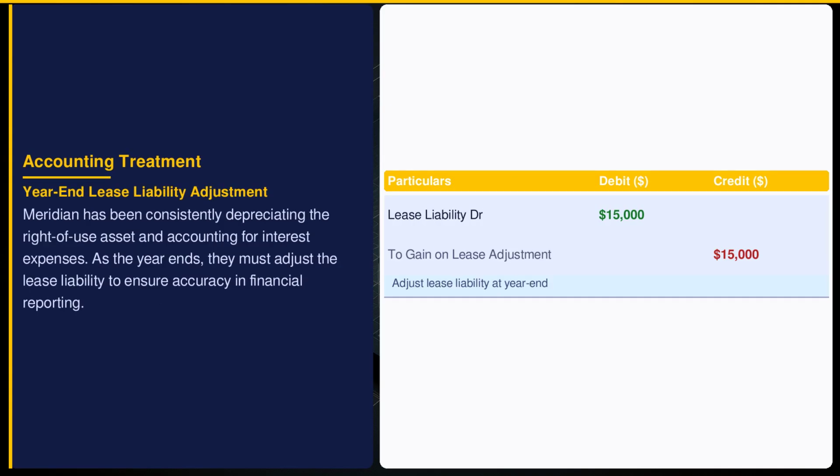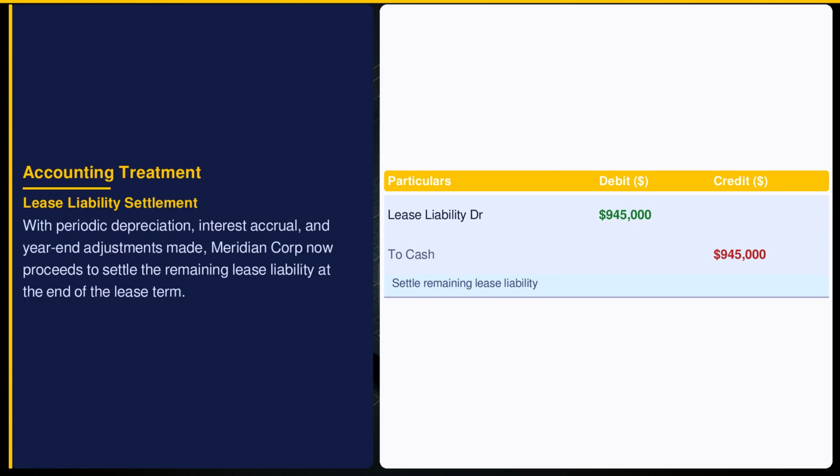Indian Accounting Standard 1 allows for year-end adjustments to reflect changes in future lease payments. Meridian records a $15,000 gain on lease adjustment, decreasing their liability. This entry ensures that the balance sheet correctly reflects the updated present value of future lease payments, maintaining financial statement integrity.